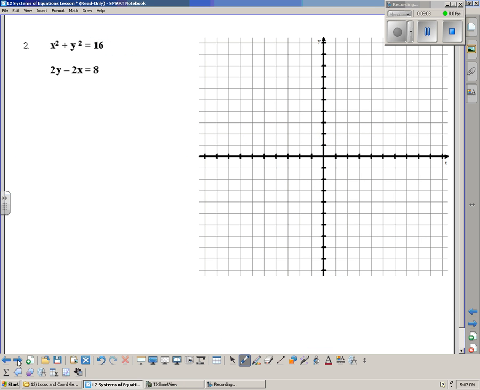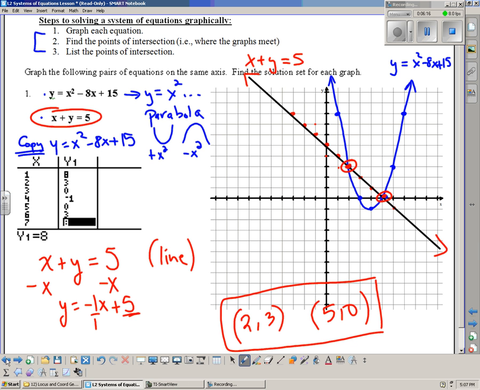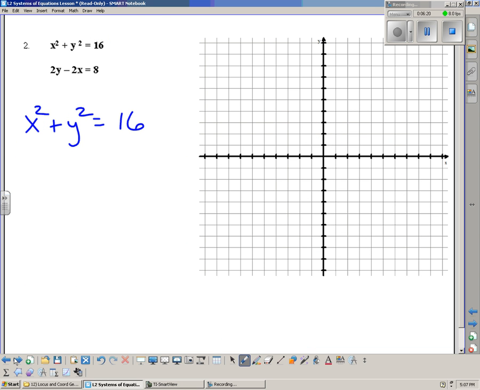All right. Very simple. All right, number 2, I have x squared plus y squared equals 16. Now notice, both the x and y are squared, as opposed to number 1, where it's y equals, the y doesn't have a square. Since the y and x both have a square, this is a circle. And we've graphed circles before. We did this the last few days.